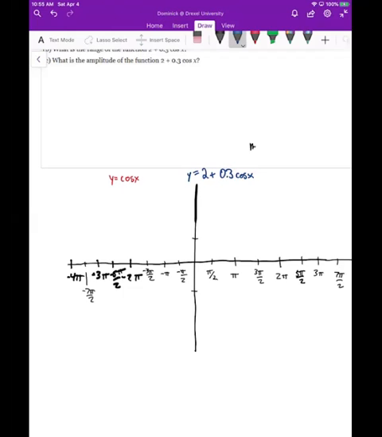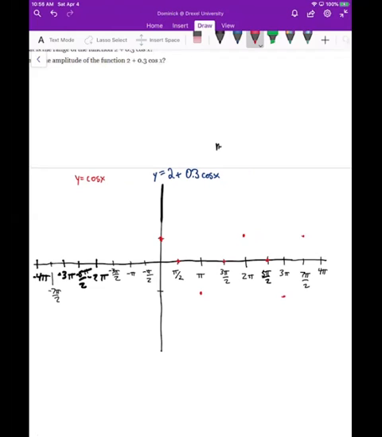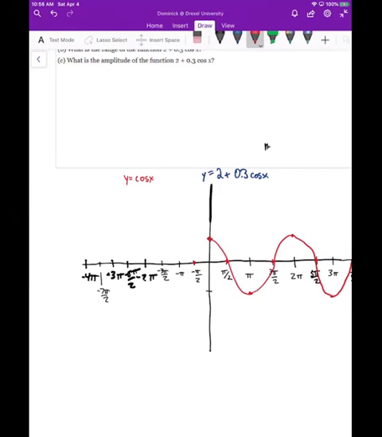All right, so at 0, we're at 1, pi over 2, 0, pi, we're at -1, 3 pi over 2, 0, and 2 pi, we're at 1 again, and then of course we repeat. So we get something like this. So if we plot cosine, of course we'll get something like this. All right, and then of course on the left side, same thing happens, so we'll get something like this.